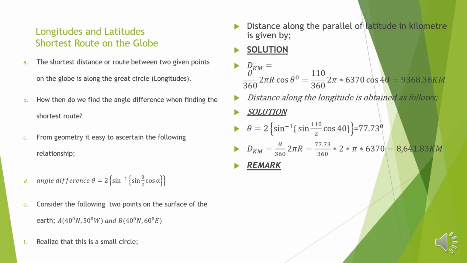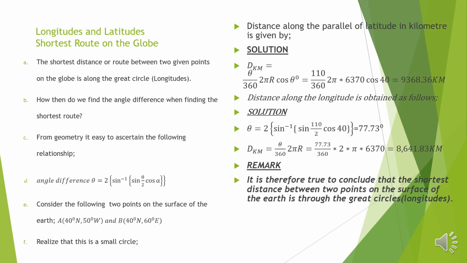Therefore, we can come up with this remark as a conclusion: it is true to conclude that the shortest distance between any given 2 points on the surface of the Earth is through the Great Circle, or simply through the longitudes. Just an activity. You can attempt this activity at your own time.